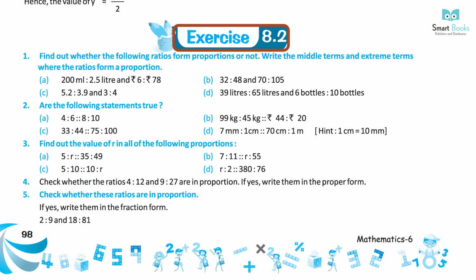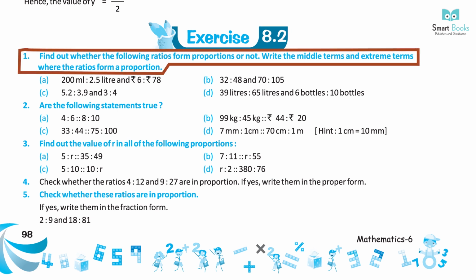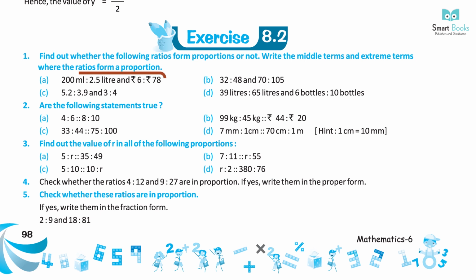Exercise 8.2. Question 1. Find out whether the following ratios form proportions or not. Write the middle terms and extreme terms where the ratios form a proportion. A. 200 milliliter ratio 2.5 liter and rupees 6 ratio rupees 78. Solution. Not. B. 32 ratio 48 and 70 ratio 105. Solution. Yes, middle equals 48 into 70 equals 3360. Extreme 32 into 105 equals 3360.